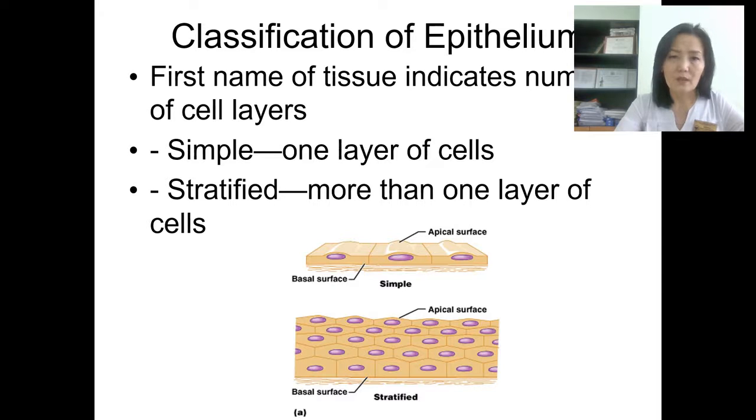For example, covering and lining epithelium is divided according to the number of cell layers into simple and stratified epithelium. What does simple mean? For example, this one is simple squamous epithelium. Why simple? Because it consists of one layer of cells. This is the basal membrane, and you can see one layer of cells. Second one is stratified epithelium. What does it mean? Stratified epithelium consists of more than one layer. You can see here 5 layers, so this is a stratified epithelium.